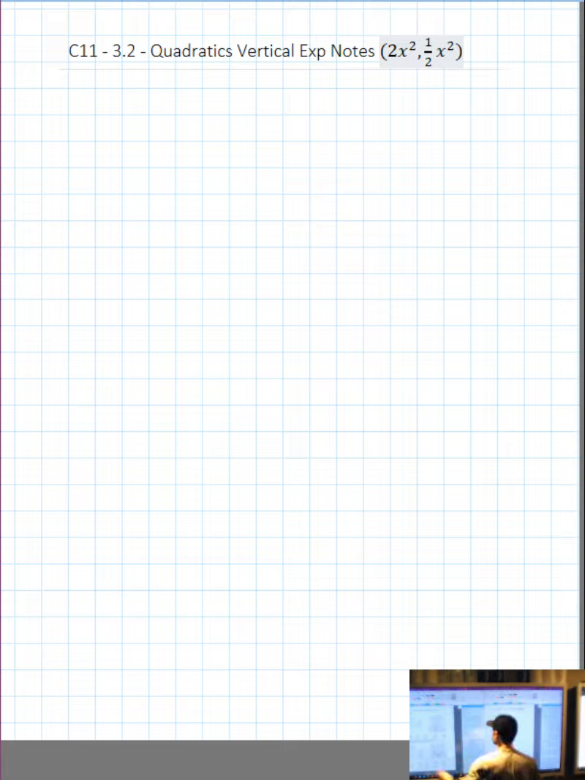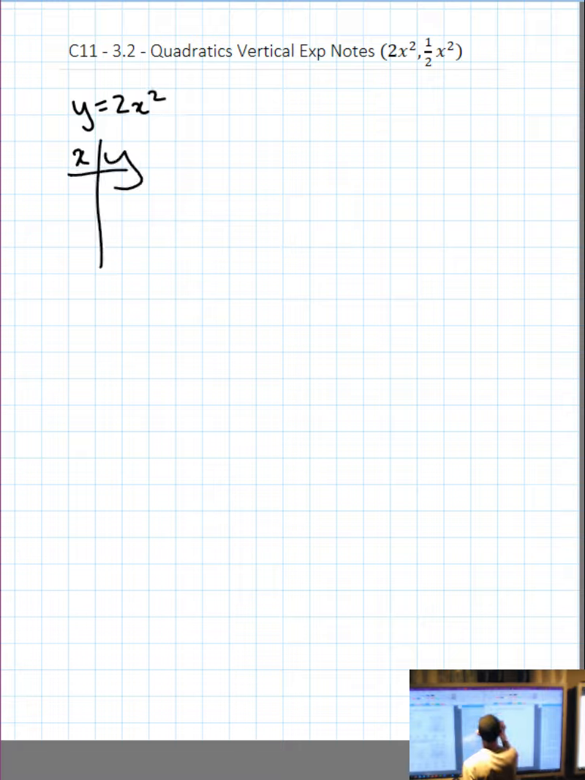Okay, so we just looked at the parabola x squared, and we moved it up and down and left and right, and we flipped it over. Now we're going to change its shape, making it steeper, not skinnier, and flatter, not fatter. So let's go for y equals 2x squared. Now we're changing the shape, so let's do a table of values.